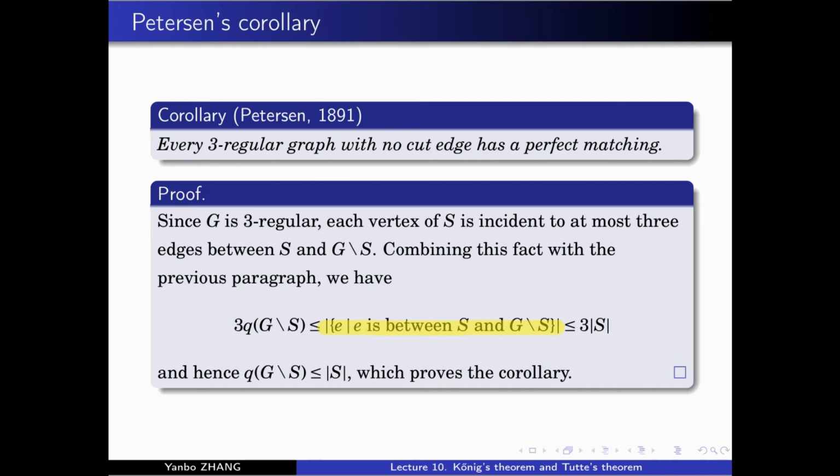So we are calculating the size of this set. It contains all the edges between S and G minus S. It is less than or equal to 3 times the size of S because every vertex of S has at most 3 edges outside to G minus S. So it is less than or equal to 3 times the size of S. Also, it is greater than or equal to 3 times Q(G minus S).